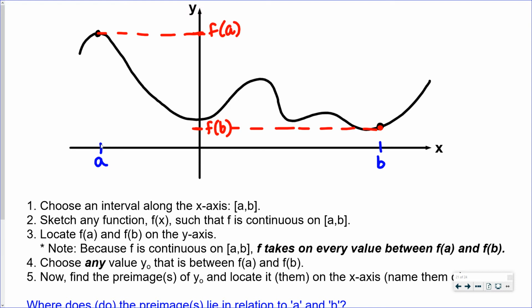All right, you're going to choose any value y sub 0 that is between f of a and f of b. Okay, so I'm just going to pick this one. Any y value you can pick, call it y sub 0, in between f of a and f of b. Now find the pre-image of y sub 0. That's a fancy way of saying find the x value, so what value would give us that output, and then locate it on the x-axis. Where does my function have an output of y sub 0? It looks like over here at this point. So locate it on your x-axis. This would be my pre-image. I'm going to call it x sub 0.